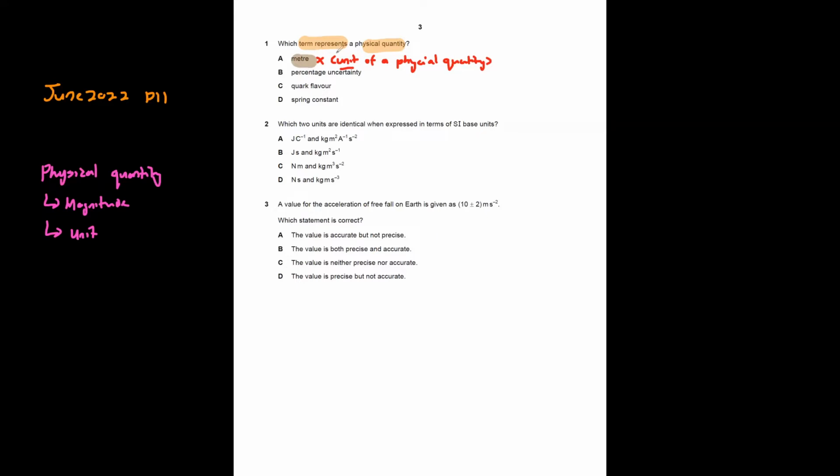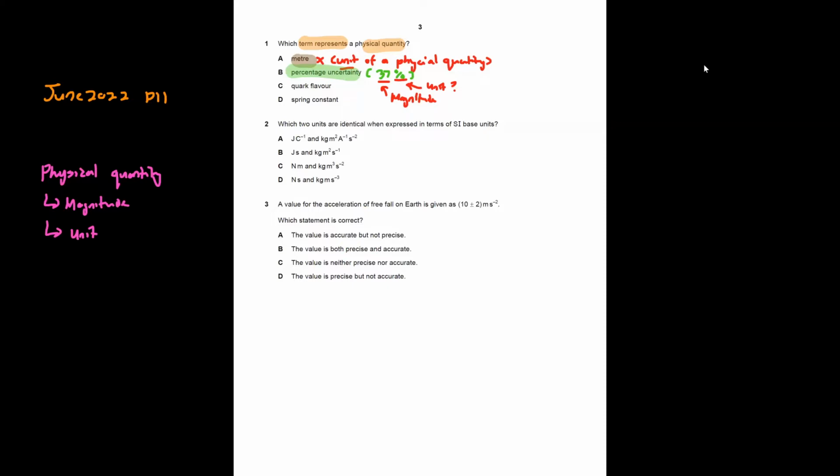And then after that, when you look at the second answer choice, percentage uncertainty, let's just say, for example, maybe you have 37%. Now, from here, you can clearly see that, yes, there is magnitude. And is the percentage sign a unit? It's a bit ambiguous, right? So this part, we just leave it for a while.